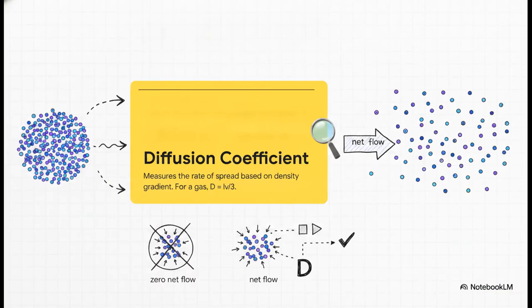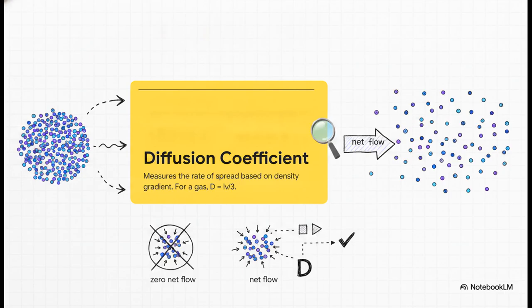Let's pivot for a second to a totally different scenario. Let's turn off all the electric fields and external forces. If we inject a puff of a special gas into one corner of our room, even with zero wind currents, we know it eventually spreads out, right? Well, it spreads entirely because of random molecular collisions. We measure this with a new metric called the diffusion coefficient, represented by D. This measures the rate of spread based on the density gradient.